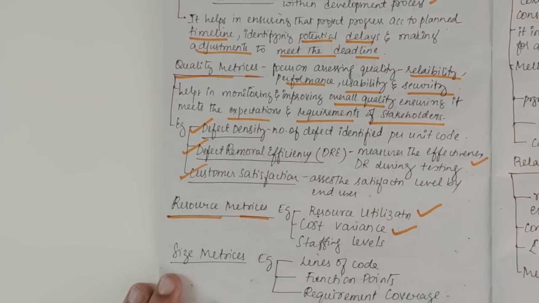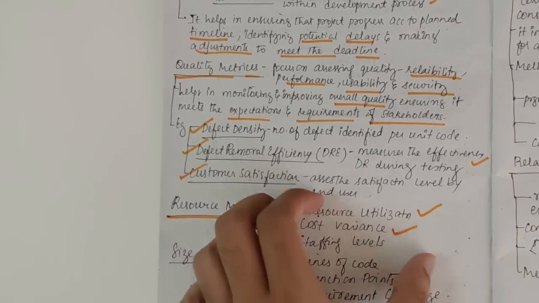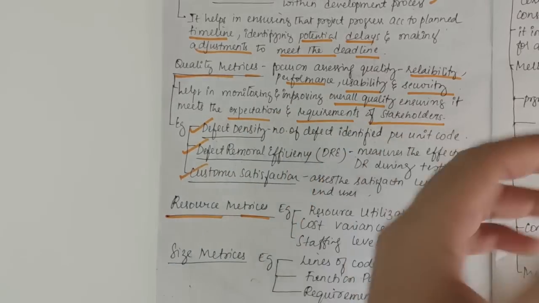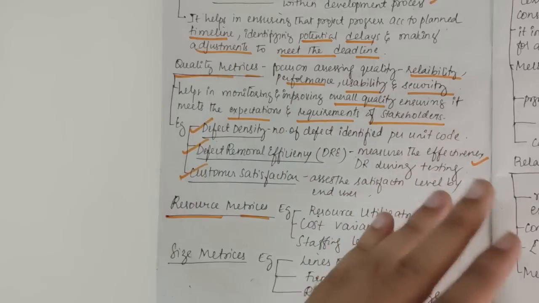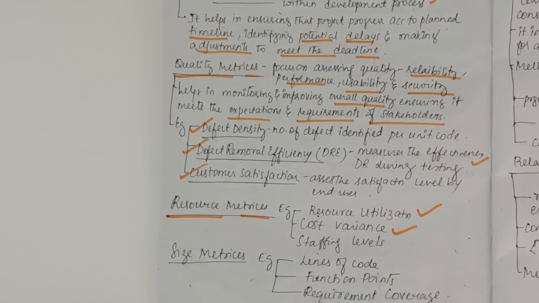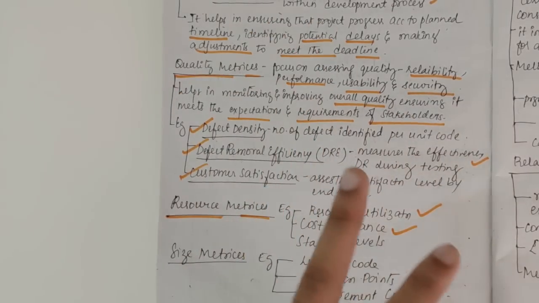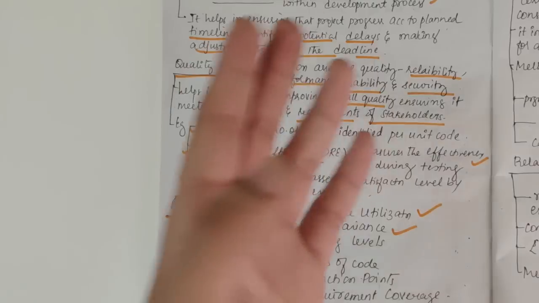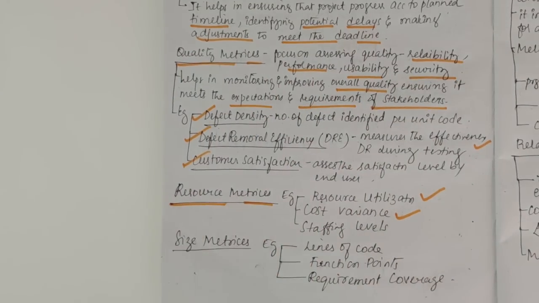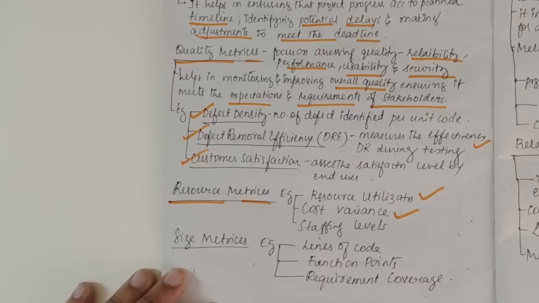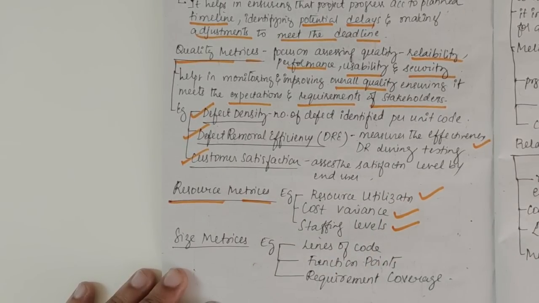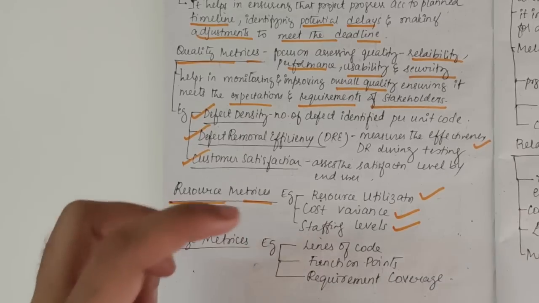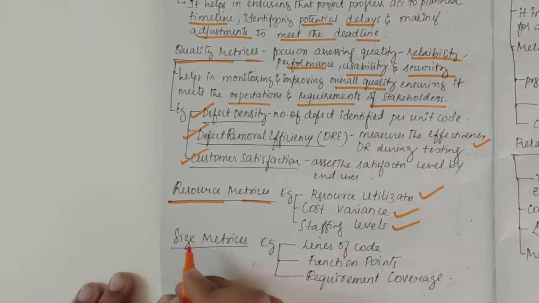Then we have cost variance. Cost variance is the amount of resources you are using against the cost. You have been allotted a particular budget, right? So you have to make sure that you don't exceed the budget. A win-win condition should be satisfied for the stakeholder as well as the company and the developers. Then we have staffing levels. Staffing levels are again a parameter to make sure that the resources are being used optimally. Then we have the size metrics.